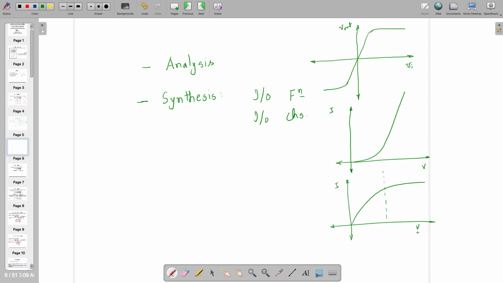It might be anything like VDS, IDS. I'm not going into it. So from the characteristic or the function, you can draw the circuit. That kind of approach is known as synthesis. Right? This is what we are doing right now.